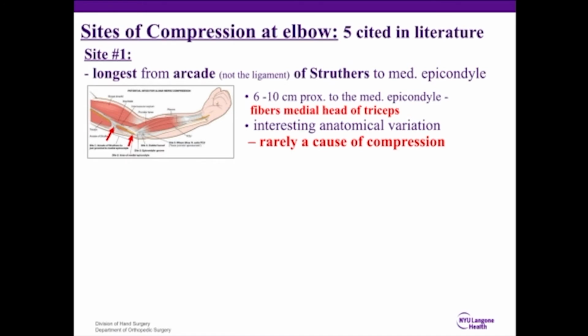So the sites of ulnar nerve compression at the elbow, there are 5 sites. And the first begins at the arcade of Struthers, and we learned what the ligament of Struthers is, but this is the arcade. It's the longest site, and it begins at that area and extends to the medial epicondyle, a distance between 6 and 10 centimeters, and the arcade consists of fibers from the medial head of the triceps. It's an interesting anatomical variation.